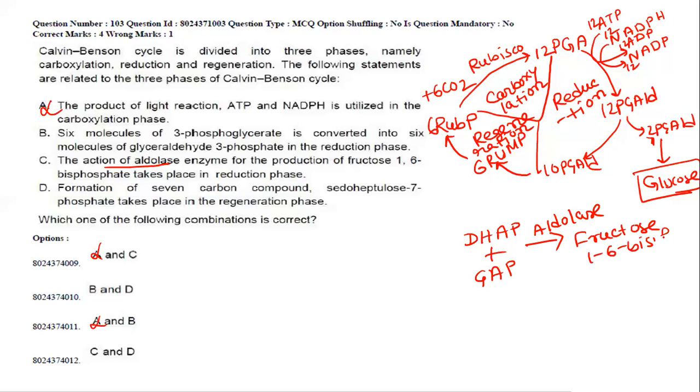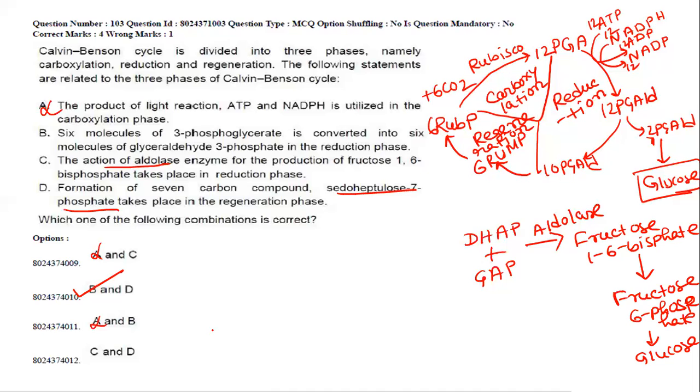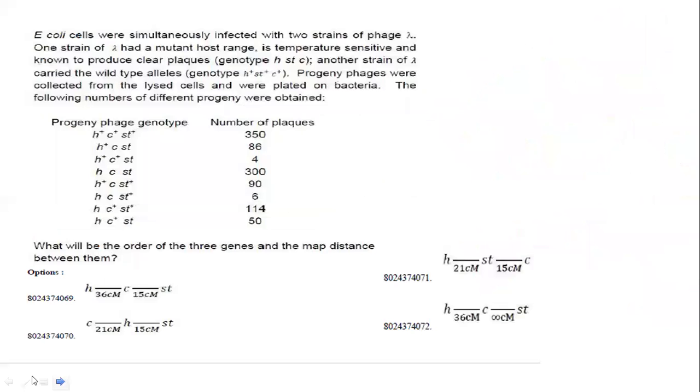Fructose 1,6-bisphosphate is then converted to fructose 6-phosphate, then glucose 6-phosphate, then glucose. So the answer is option B and D is the correct answer. And sedoheptulose 7-phosphate formation takes place in the regeneration phase, right? Now see the next question.